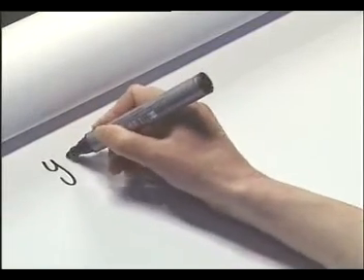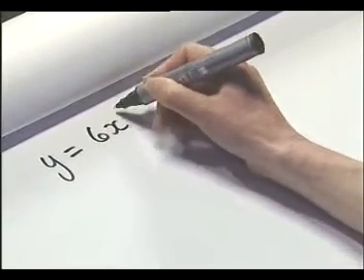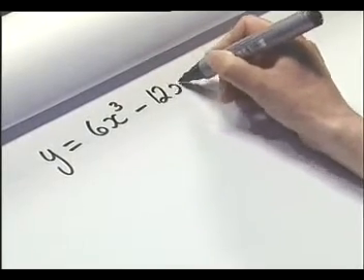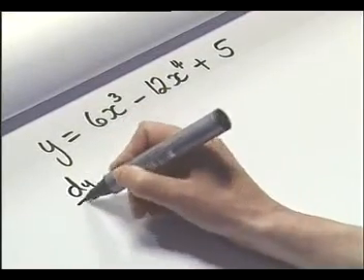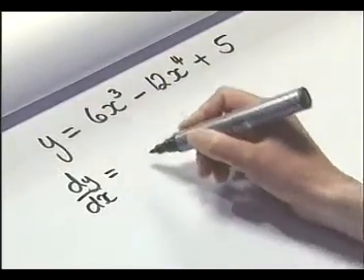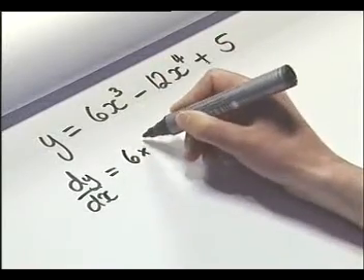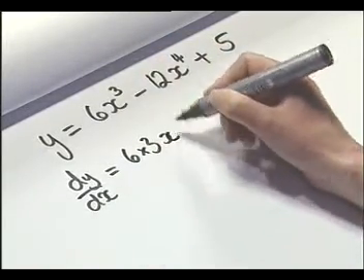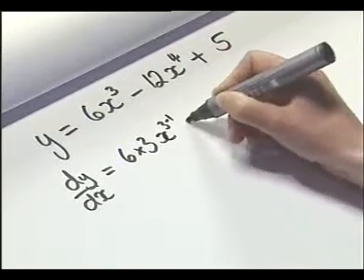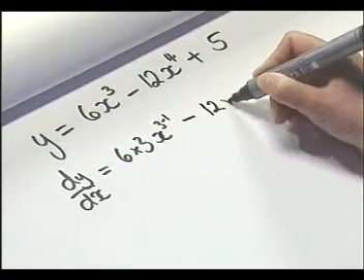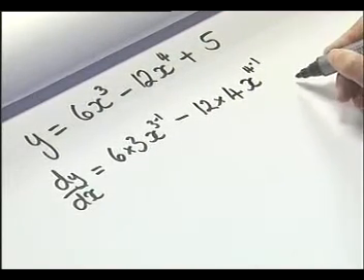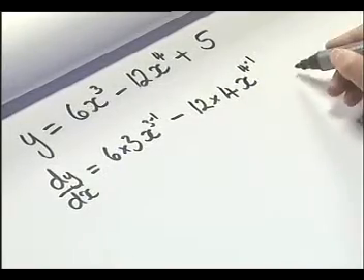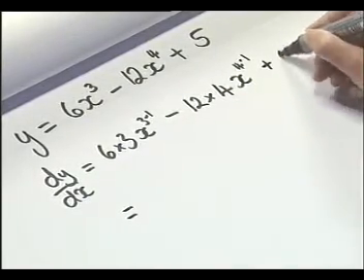Let's have a look at some more complicated examples. Let's try y equals 6x cubed minus 12x to the power 4 plus 5. So dy by dx is equal to, we have our 6 multiplied by 3 as we bring the power down, x to the power, take 1 from the power, minus 12 times, bring the power down, 4, x to the power of 4, take away 1, and our derivative of 5 is 0. I'll put the plus 0 there.